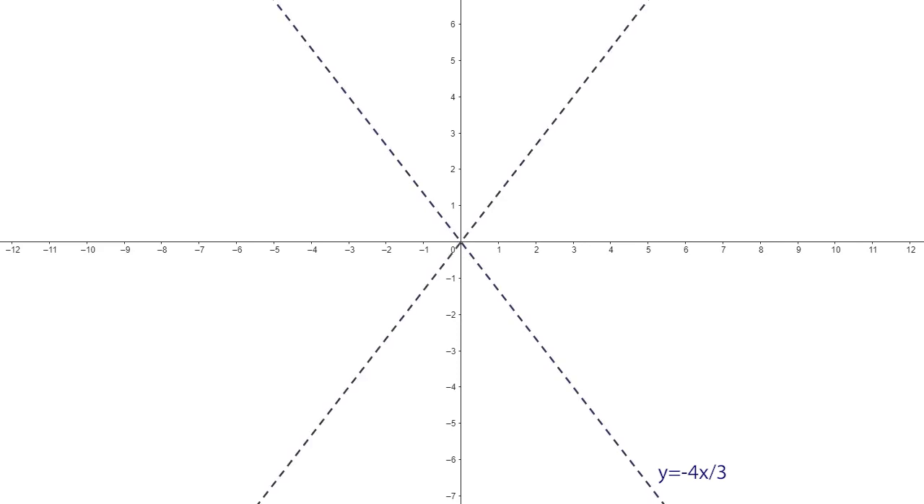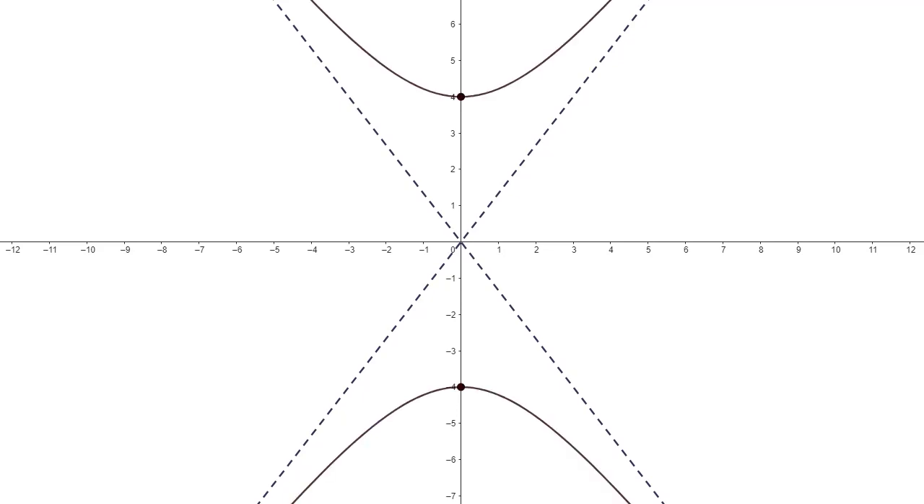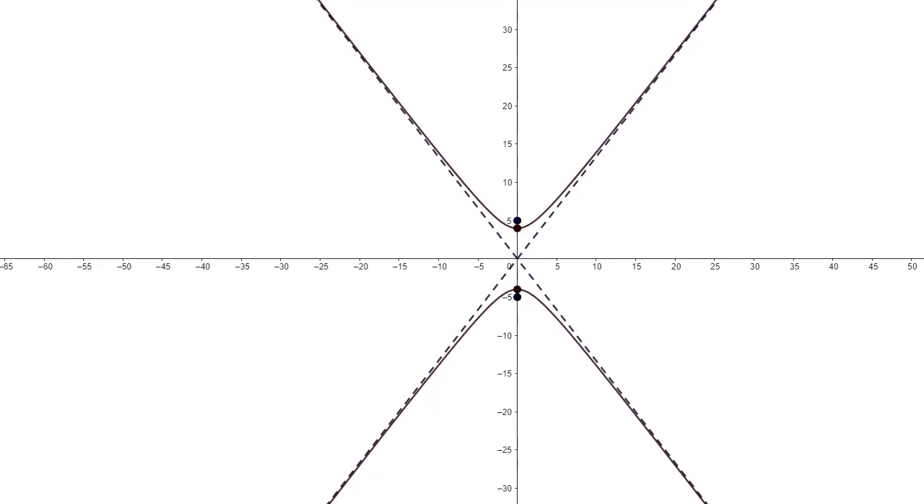So I can graph y equals minus 4/3 x, and then graph y equals plus 4/3 x. I can put in my vertices, and then I can graph my hyperbola. And here's my foci. The more I zoom out, the closer the lines of the hyperbola get to the asymptotes.